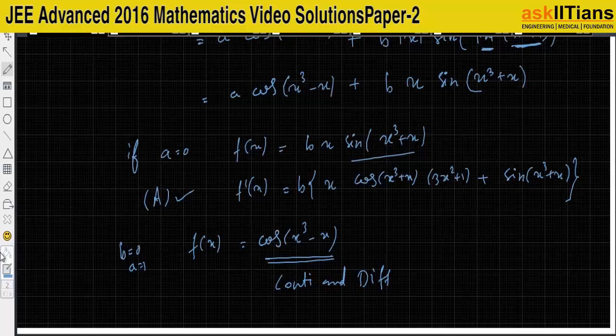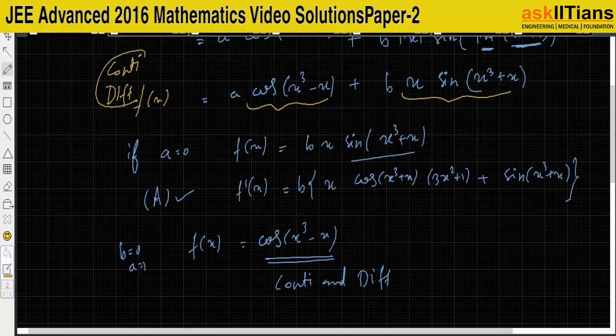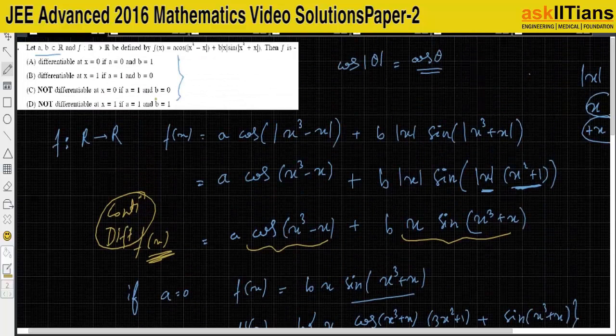In fact, if I look at f(x) in general, this is a continuous and differentiable function. This is also a continuous and differentiable function. Sum of two continuous functions is also continuous. So f(x) is always continuous, and both the functions are differentiable, right? So differentiable plus differentiable, f(x) is always differentiable also. So this function f(x) which was given to you is always continuous and differentiable. So option A is definitely correct.